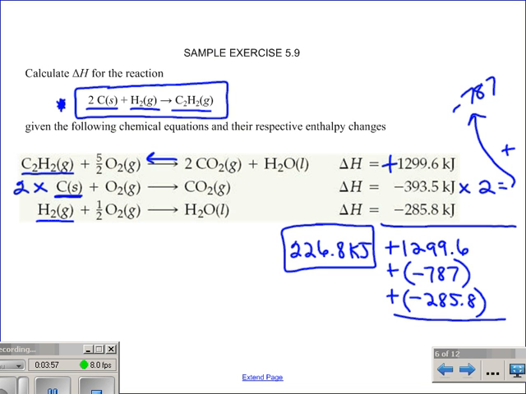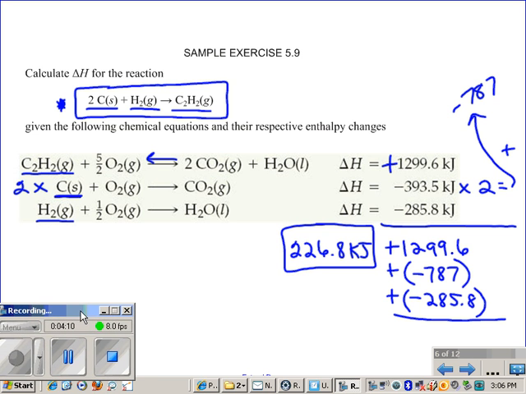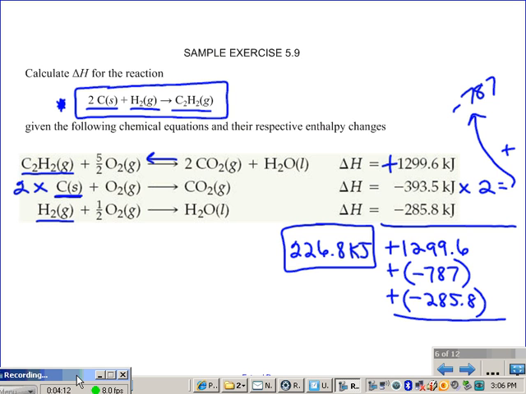All right, now you might say, well, I'm not confident that I did the right thing, so I need to confirm it through that long process that I showed you in sample exercise 5.9. So let's go ahead and confirm this.